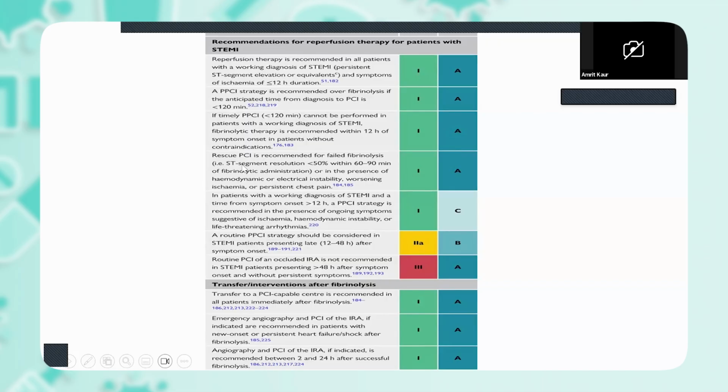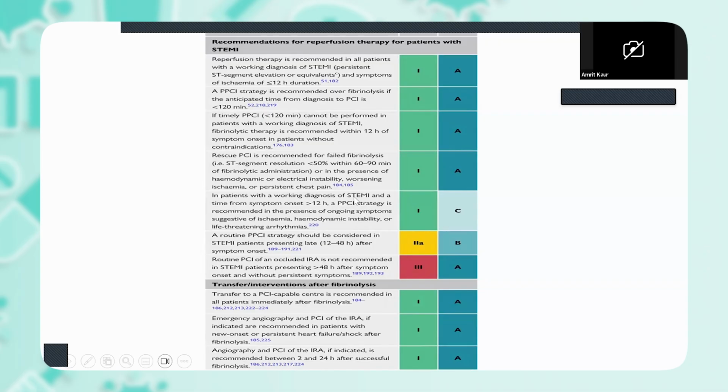Rescue PCI. What's a rescue PCI? It is when you have thrombolized a patient, but the ST segment resolution is less than 50%. In those cases, or if the patient still feels anginal chest pain or is hemodynamically unstable, in that condition, even after your fibrinolysis, you take the patient for PCI. That is called a rescue PCI.